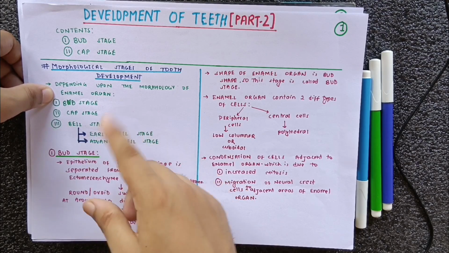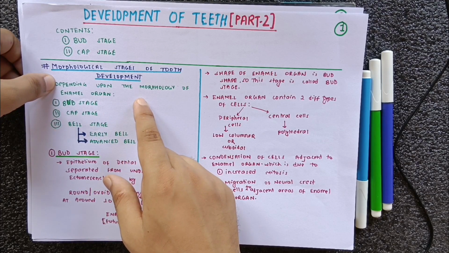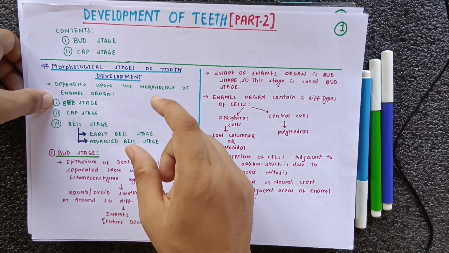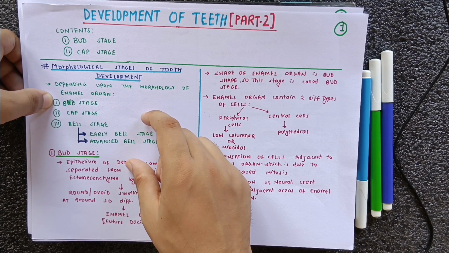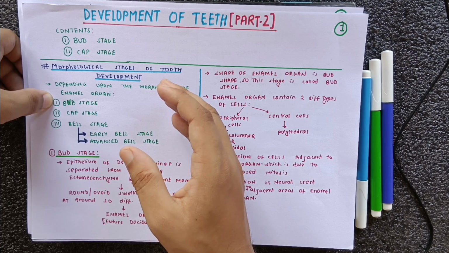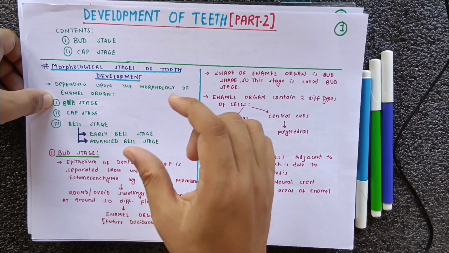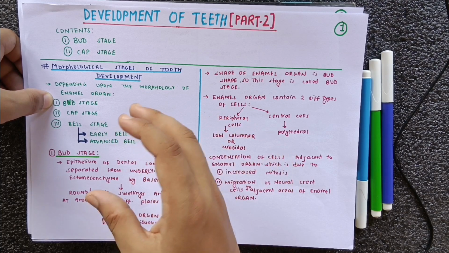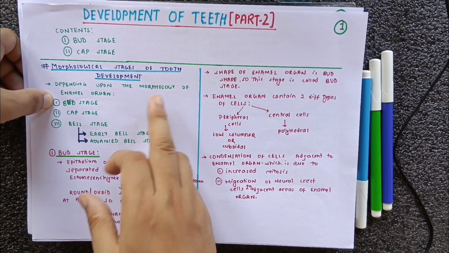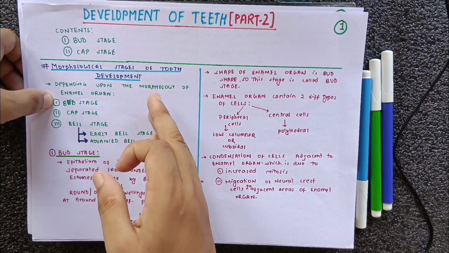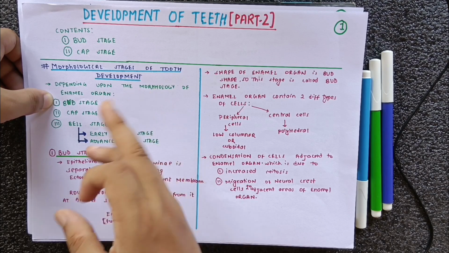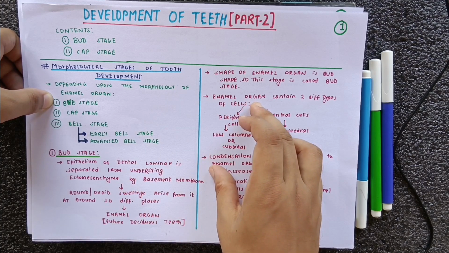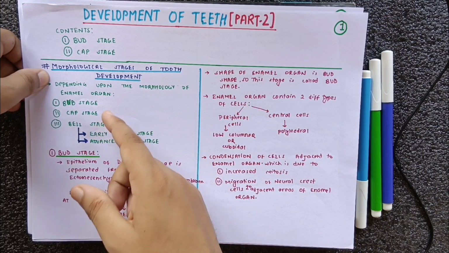In this first line, as I have mentioned, the morphological stages of tooth development simply means we classify the stages. We divide the development of the tooth into different periods based on their morphology. Morphology means shape and size. On the basis of the shape and size of the enamel organ, we divide the period of tooth development, and there are 3 stages.